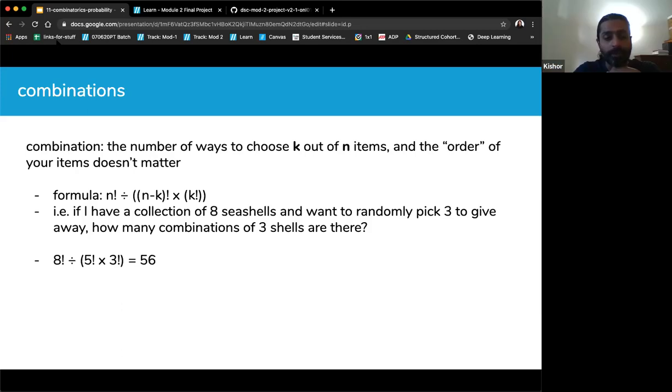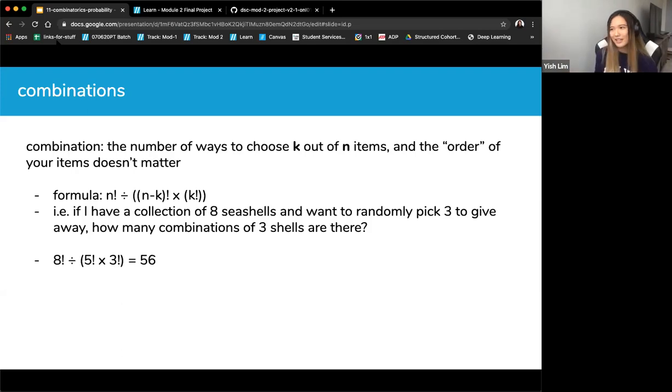Okay, so it will be like 5 minus 3. So that's like 5 and 4. That's 20, correct? Yes, exactly. 5 and 4 factorial, and then here it will be 8 factorial. Yeah, I think so. If we write it out and do a bunch of canceling out, you'll see what it becomes.